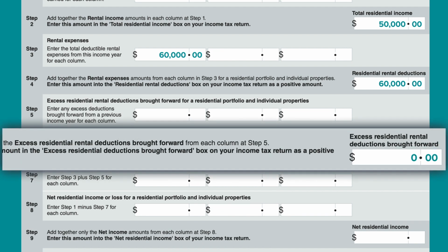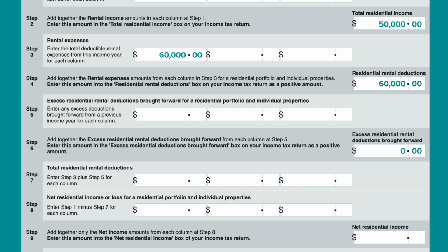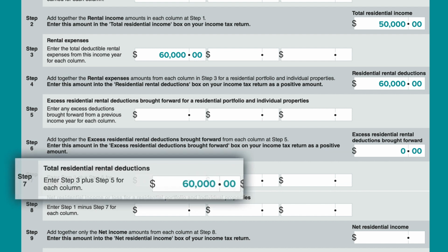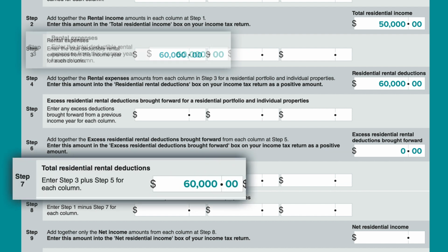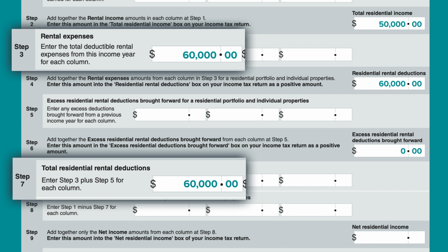Amelia does not have any excess deductions from a previous year because this is the first year that the new rules apply. The 2019 to 2020 return has this field greyed out. This means that Amelia's total residential rental deductions is the same as the expenses amount she entered at Step 3.